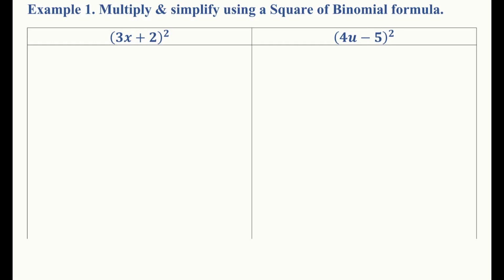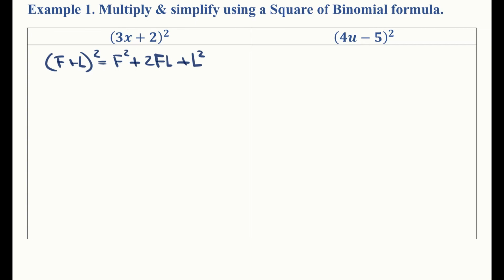All right, so for this first example, we're going to use the formulas that we just learned to find these expansions. Notice that we already know how to do this using a table, but we want to do it using the quicker shortcut method of the formulas that we just learned. So we know that the formula tells us that f plus L squared equals f squared plus 2fL plus L squared. So that's what we're going to be using here.